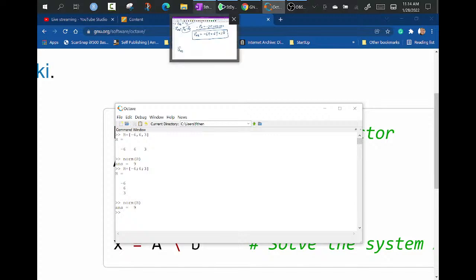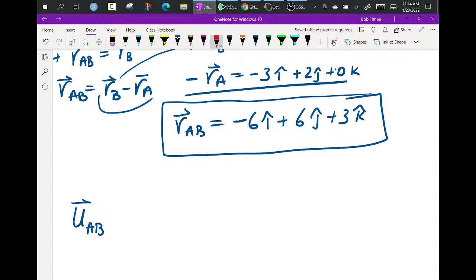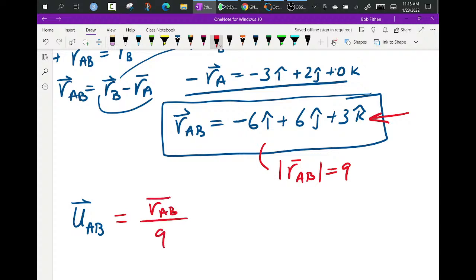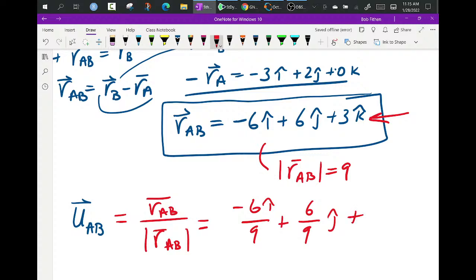So, let's get back over here. The length of this thing, R AB, is nothing more than 9. It isn't always 9, but it is 9 if those are the values. So what you want to do is divide this by 9, the length of the vector. And so you get minus 6i over 9 plus 6 over 9 j plus 3 over 9 k.